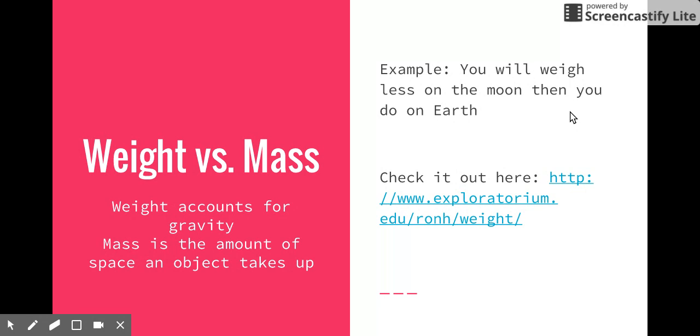The link here is a pretty cool site. If you go to that link, they'll actually allow you to calculate what your weight on Earth would be compared to other bodies, including the moon and places like Jupiter. It's a pretty neat link. Check it out.